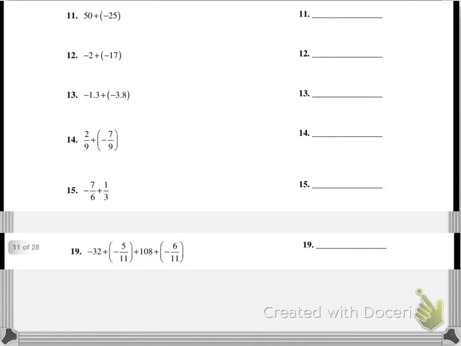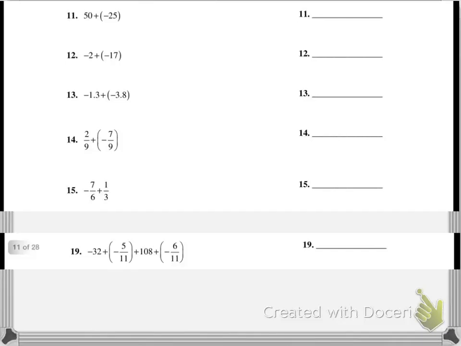So let's look at a couple problems here. Let's look at the first one. We have 50 plus negative 25. So we have a positive 50, and then we're adding negative 25. You can think of that as money. You've got a positive 50, and then a negative would represent taking money away. And so what you're actually going to do when the signs are different is subtract.